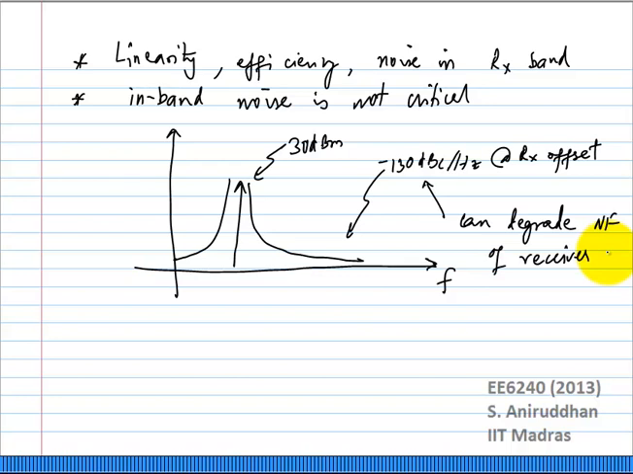Now, this is okay for an FDD system. If I have a TDD system, is this a problem? Not at all, right? My own receiver is not working when my transmitter is working.